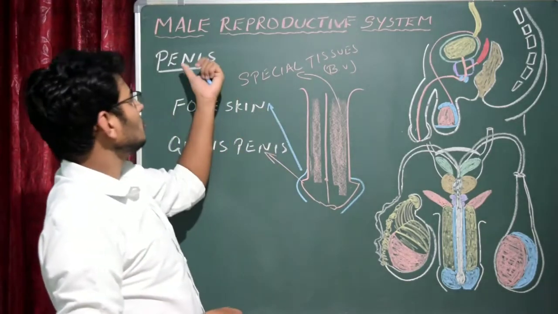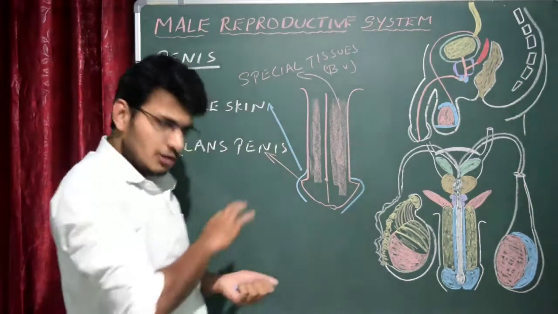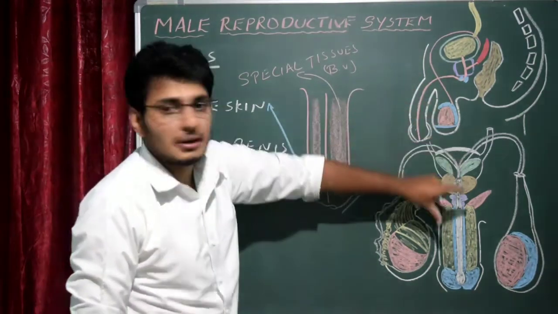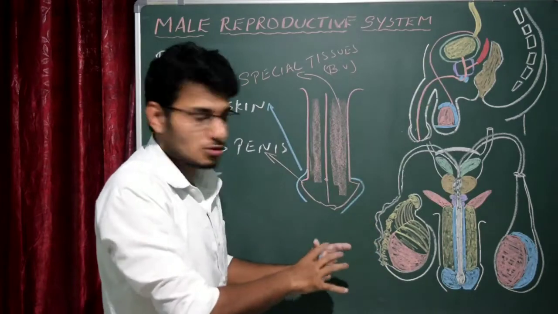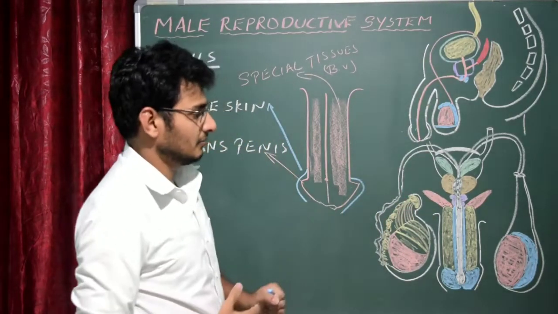So that's all about the external genitalia, that is, the penis. Now we understood everything, so we have to label it. Let us label it. If I label it, obviously you will understand the concept.